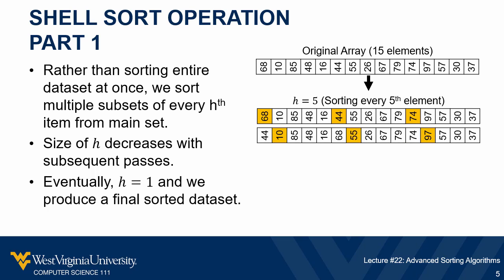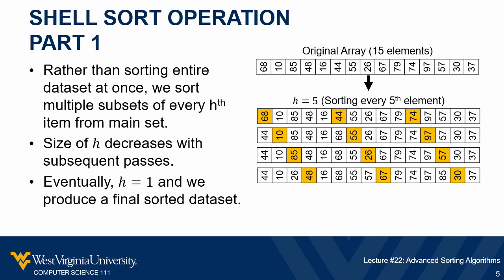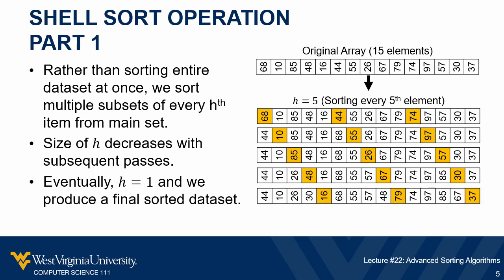And I'll have a whole series of those sorts. So then I'll have 1, 6, and 11; 2, 7, and 12; 3, 8, and 13; and 4, 9, and 14, if I'm sorting an array that has 15 elements. I sort within those particular sets.